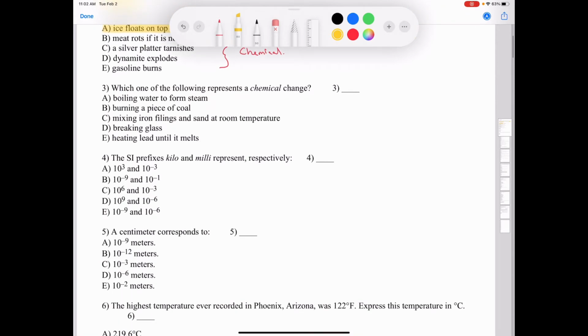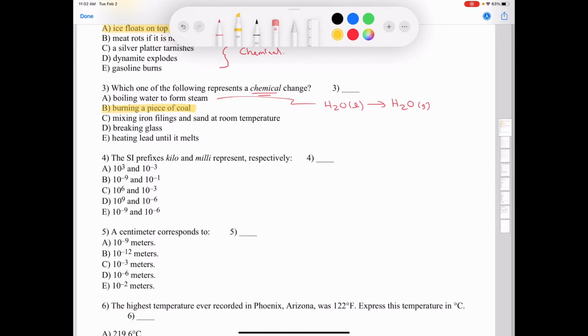Look at number 3. It asks us which one of the following represents a chemical change. So we're looking for something here where bonds are broken and bonds are formed. If we look at the first one, it says boiling water to form steam. So all that's happening here is you're taking water in the liquid phase and it's being converted to steam, which is water in the gaseous phase. You still have water. Whereas burning a piece of coal, that is a chemical change. You're taking those bonds and you're causing them to undergo combustion, so that's a combination with oxygen to form carbon dioxide, water, carbon monoxide, and other products. So that's a chemical change.